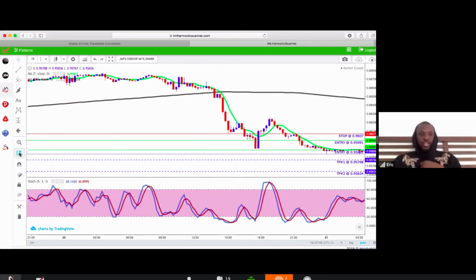I don't know why this ruler is not working. It's not working anymore, guys, and I'm clicking it. But y'all see this? Y'all see that? All the way down here, y'all. Look at that.